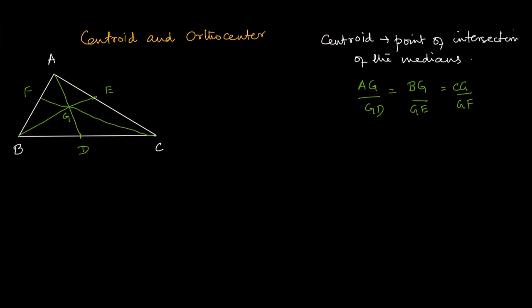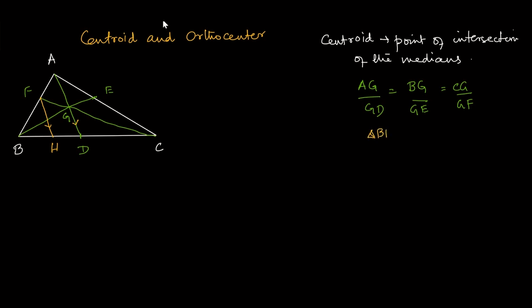So in order to do that, what we'll do is we will draw a line parallel to AD from F. Yes, sir. So let us say this line meets the side BC at H.